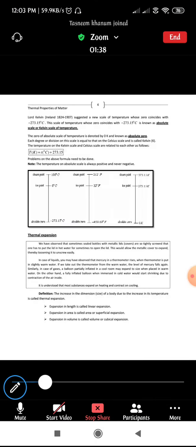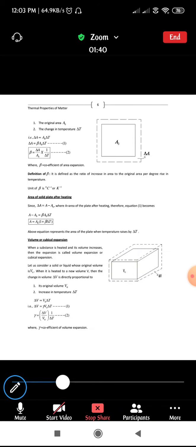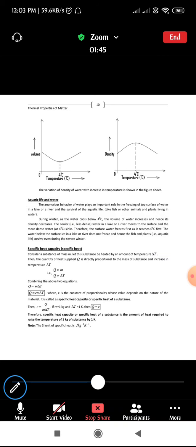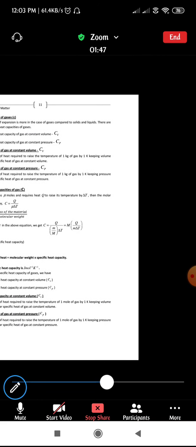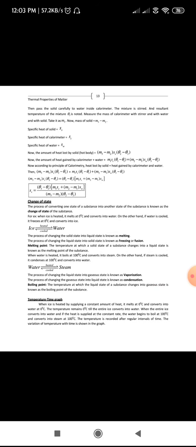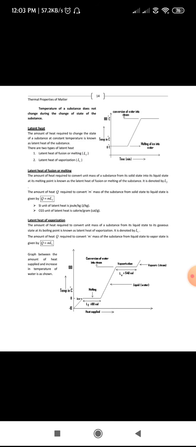In the last class, we discussed the latent heat, that is the change of heat, correct? So, we shall have a recap of last class for a few minutes. Then we will proceed with the next topics.